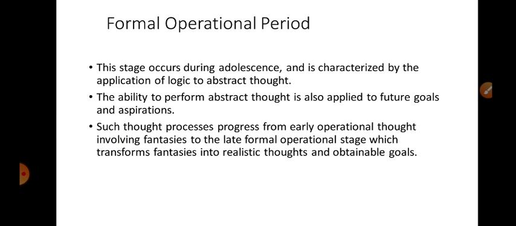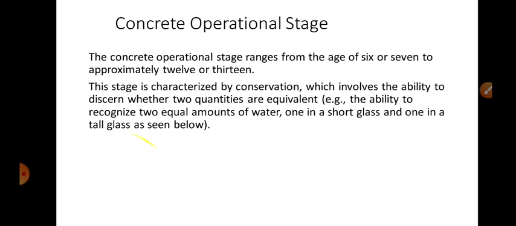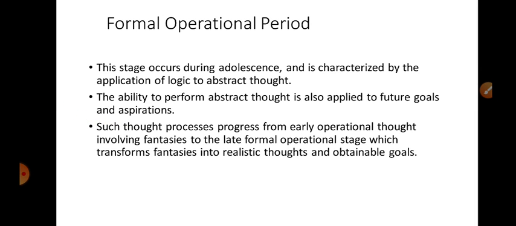Okay, next one, formal operational period. This stage occurs during adolescence. Adolescence is nothing but the stage between childhood and adulthood. Okay, it's the age between 14 to 18 years, 21 years. Okay, the stage that occurs during adolescence is characterized by the application of logic to abstract thought. The ability to perform abstract thought is also applied to future goals and aspirations. In this case, they are dreaming big. Okay, they are thinking about their future goals, and their imagination increased.